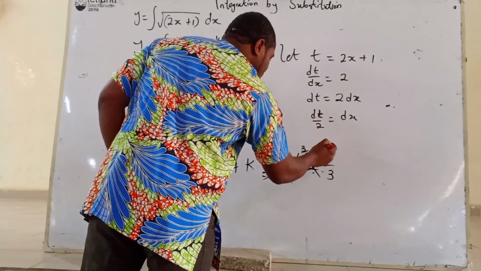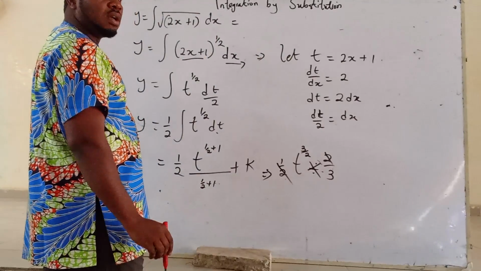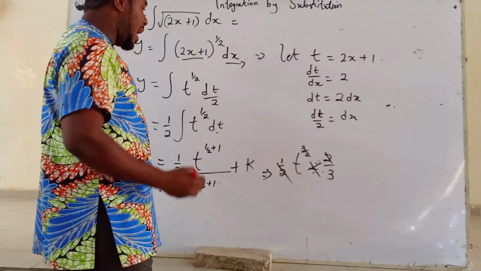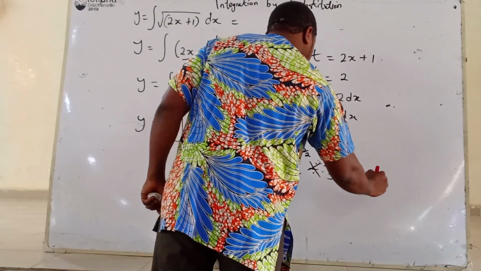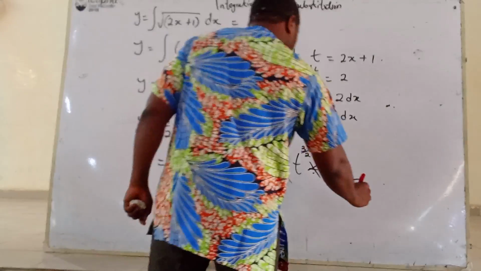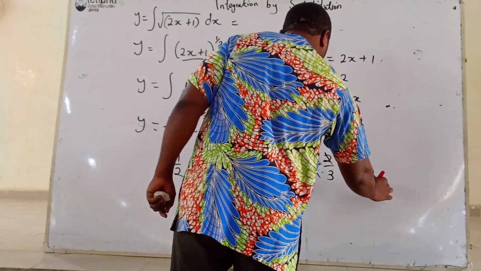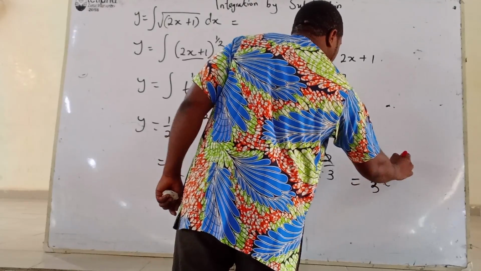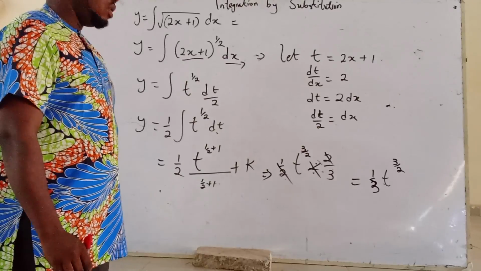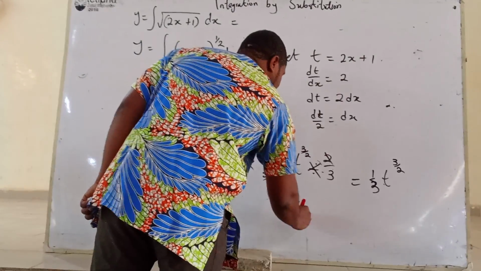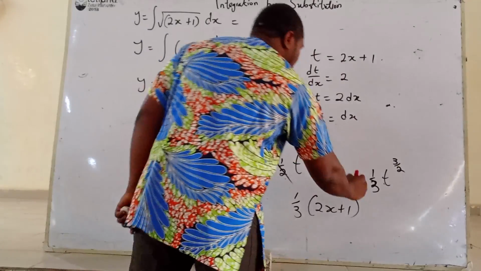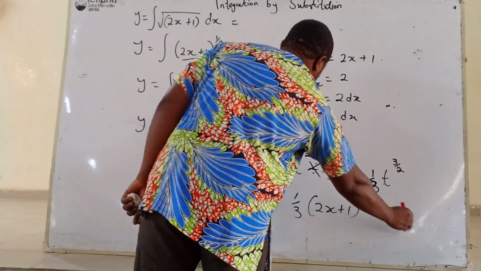So why are you confused? Can't 2 go with this 2? It can. So you're left with 1 over 3, t raised to power 3 over 2. What is your t? So I have 1 over 3 into (2x plus 1) raised to power 3 over 2, plus k. That becomes your answer.